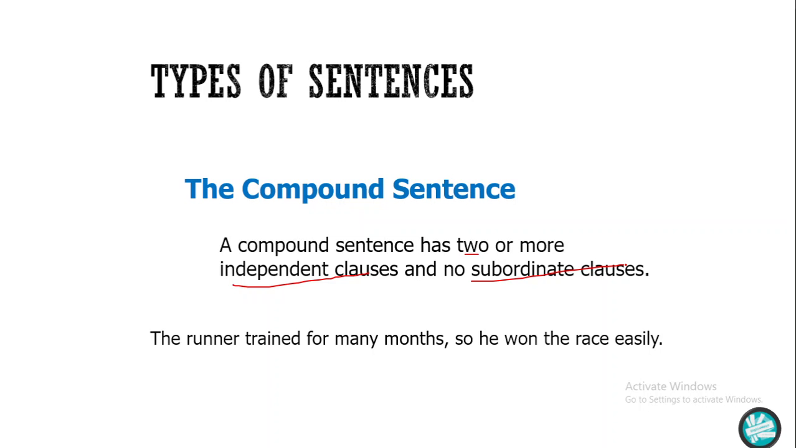Let's have a look at a sentence. The runner trained for many months, so he won the race easily. Now, the runner trained for many months, that's the first independent clause, and he won the race easily, that is the second independent clause. In the first independent clause, the runner is the subject, trained is the verb, and for many months is an adverb of time. And in the second clause, he is the subject, won is the verb, the race is the direct object, and easily is an adverb of manner.